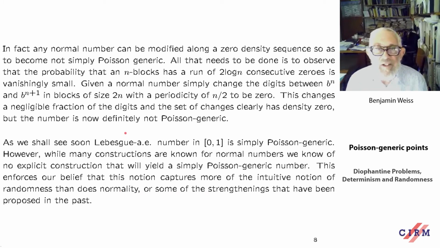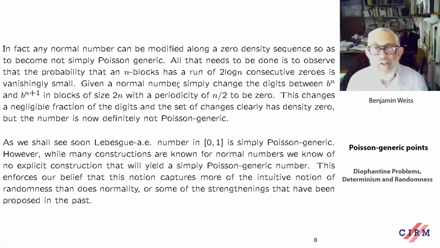And in fact, you can do more. You can take any normal number and modify it on a zero density sequence. You just have to change n blocks on runs of length, say, twice log n. Put in twice log n consecutive zeros. This is a rare thing for an n block.